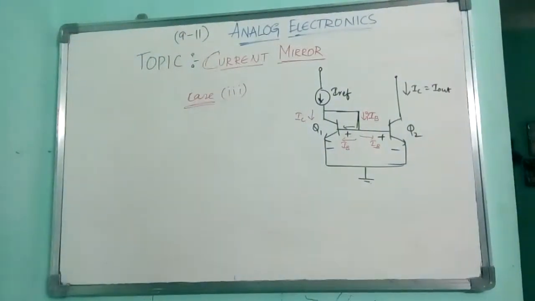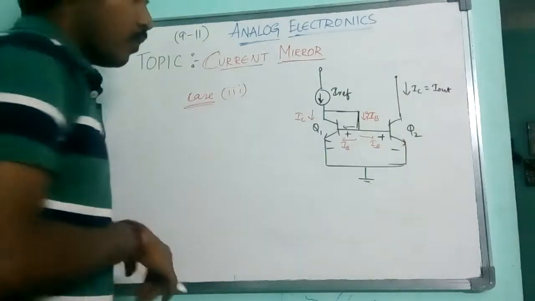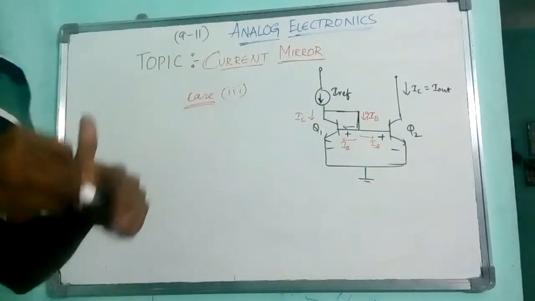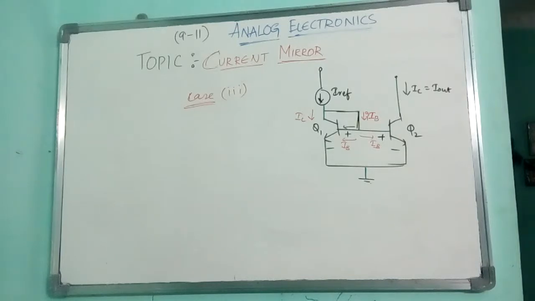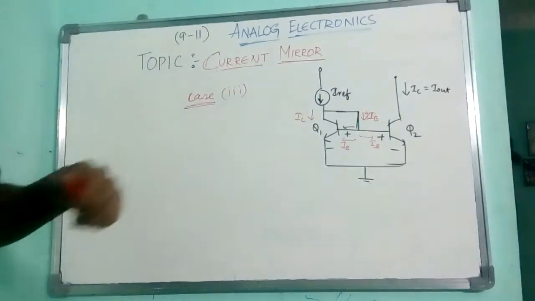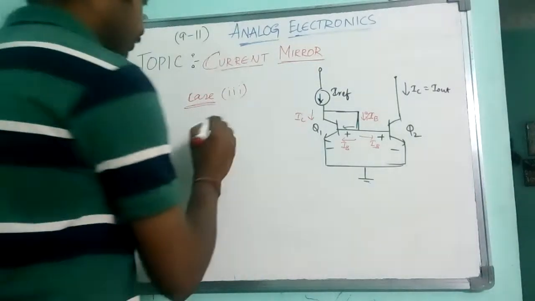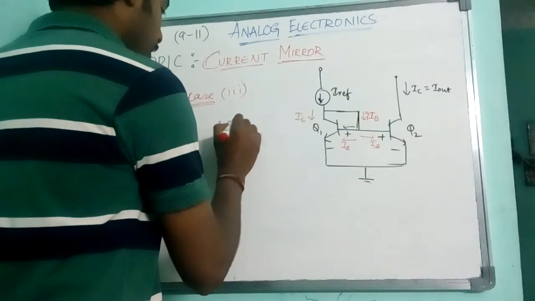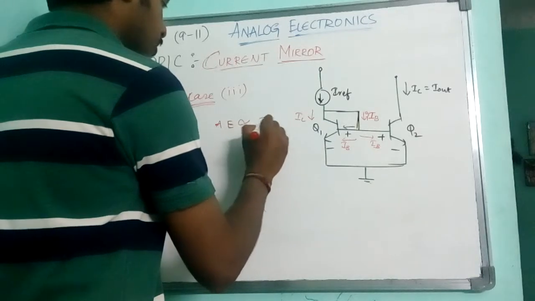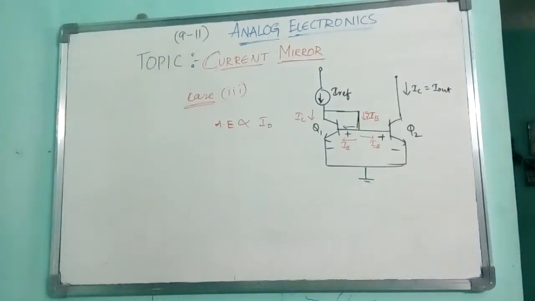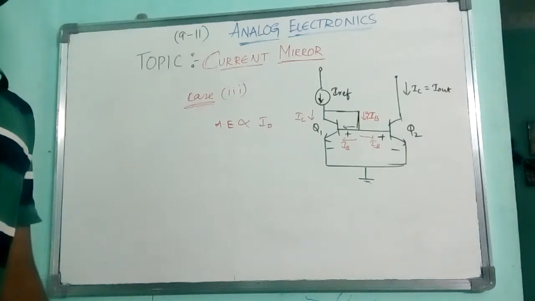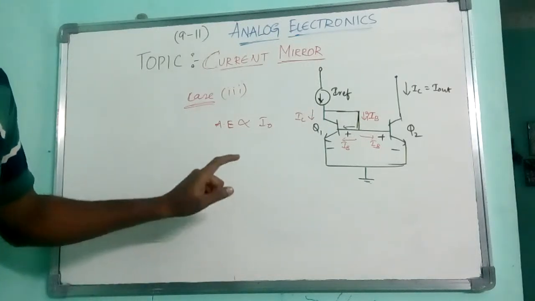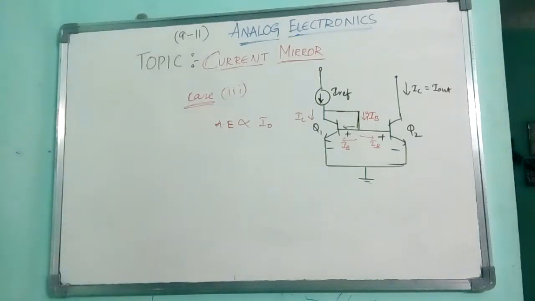Case 3. This is very interesting. Whenever we have a transistor, it has a junction, the emitter junction. Now what happens is, the area of the chip is directly proportional to the current. This is very important. They have asked one question also here. The area of the chip is directly proportional to I naught. Then what happens to the I out?